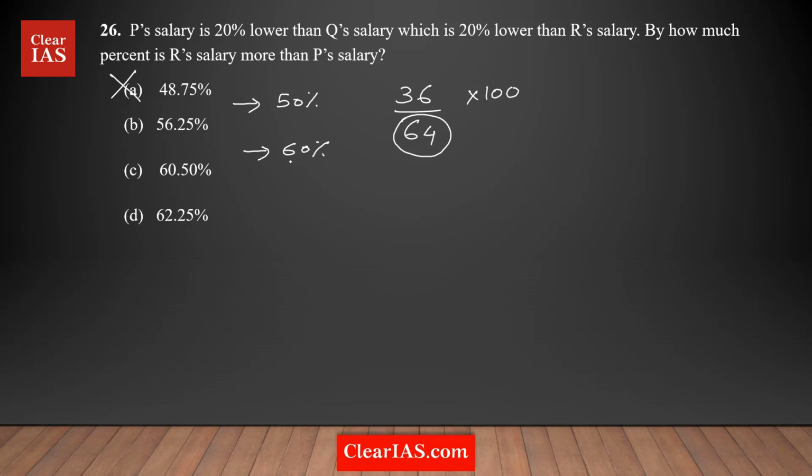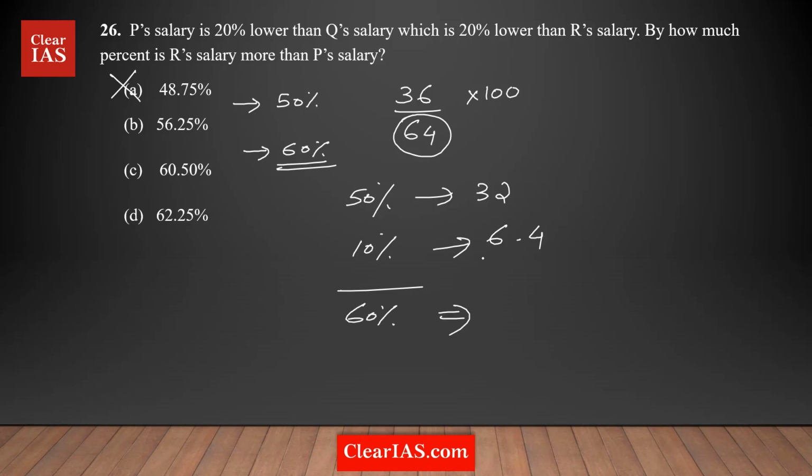Now I'm going to compare how to calculate 60%. It's easy. 50% I already know is half, which is 32. And I know 10% is very easy to calculate. I've shown you before how to calculate 10%: you divide this number by 10. That's 6 point something, 6.4 to be exact. So I can easily say 60% is nothing but you add them up. It's going to be 38 point something. You don't need the exact value. You just need a comparison.